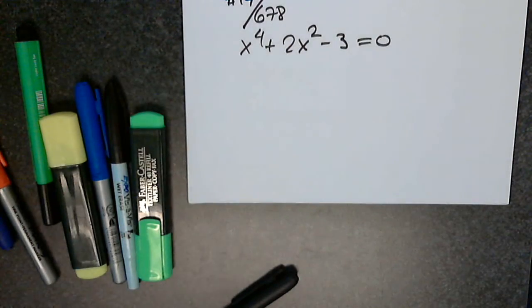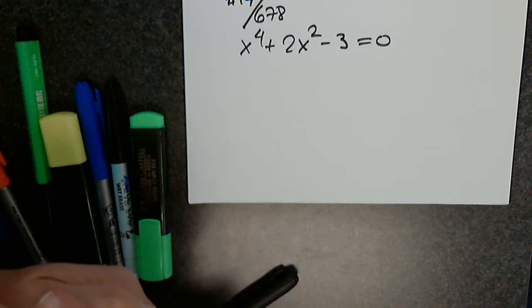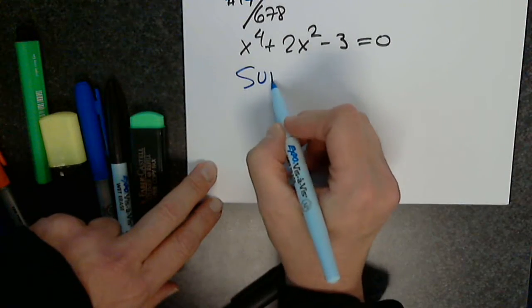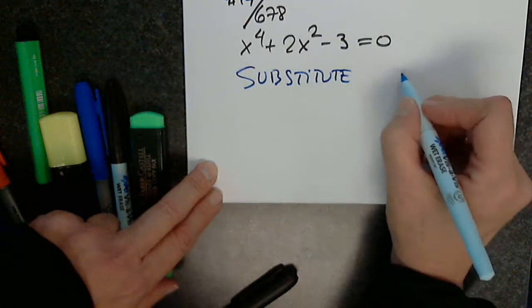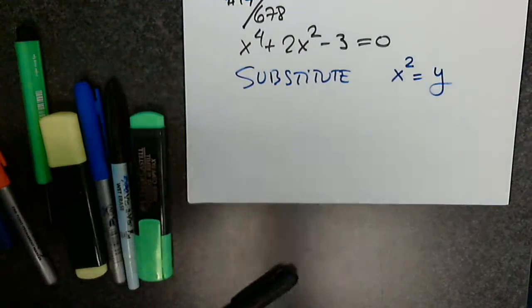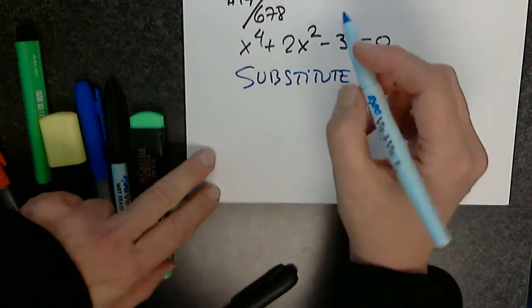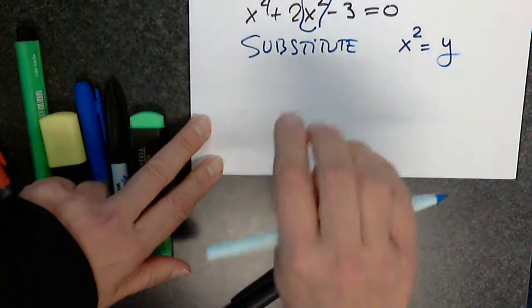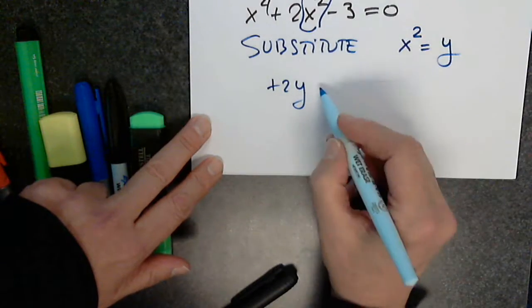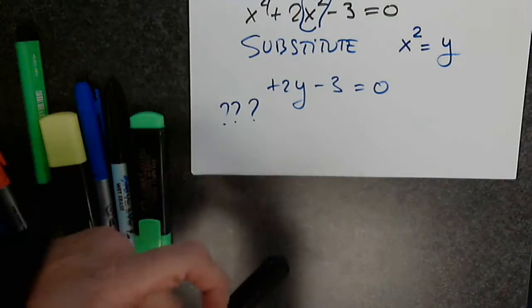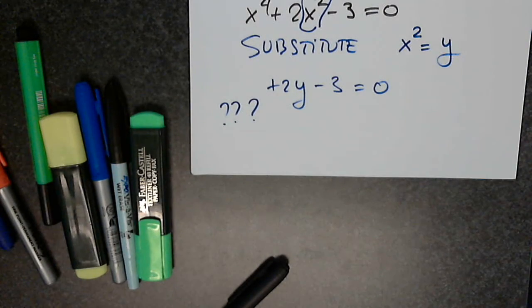Now, here is a suggestion. It's not required, but I will use a substitution. I will substitute x squared, and I'll explain why I pick x squared. Let's say I'm going to let y be x squared. So this is y. When I rewrite the equation, the second term will be plus 2y, the third term will stay, the equal symbol, and 0. But now the question is, what do I put as the first term? Because I can't put x. I can't have x and y in the same equation.